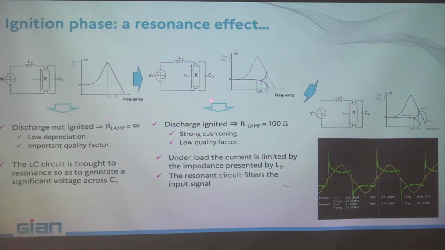And the ignition: here you play a little bit with the circuit and the resonance effect. Initially, when the lamp is not ignited, the impedance of the lamp is infinity because it's an open circuit, and then at a certain frequency you get the maximum voltage. If you play a little bit with the frequency, you can arrive at the maximum voltage. This maximum voltage is enough to ignite the lamp, and when the lamp ignites, the resistance is finite, has a value, and your curve changes.